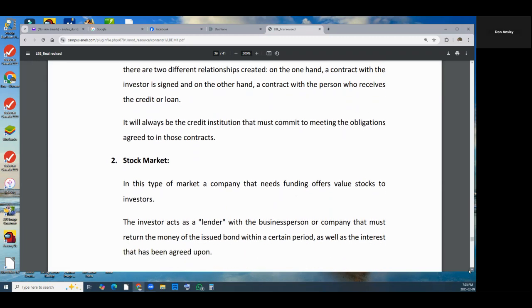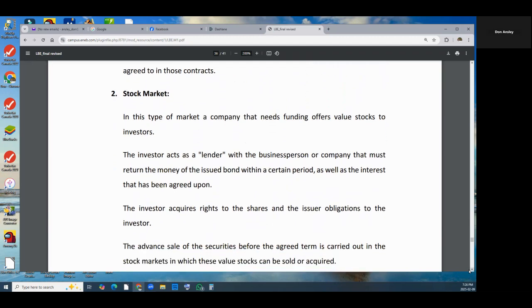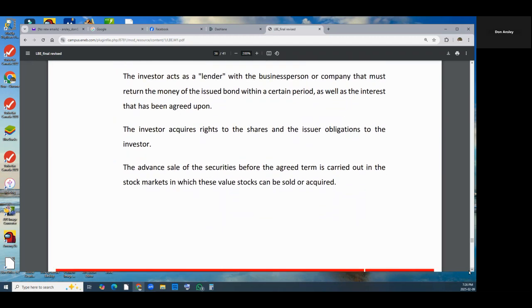Now we come to the stock market. In this type of market, a company that needs funding offers value stocks to investors. The investor acts as a lender with the business person or company that must return the money of the issued bond within a certain period of time, as well as the interest that has been agreed upon. The investor acquires rights to these shares and the issuer obligations to the investor. The advance sale of the securities before the agreed term is carried out in the stock markets, in which these value stocks can be sold and or acquired.